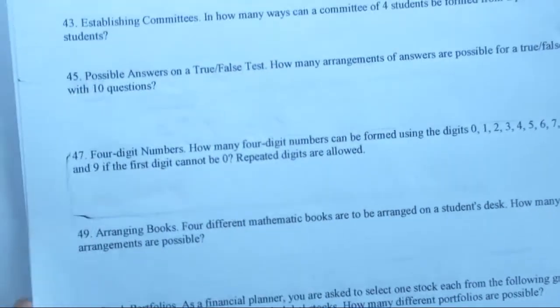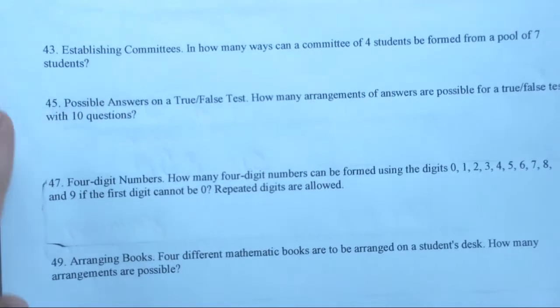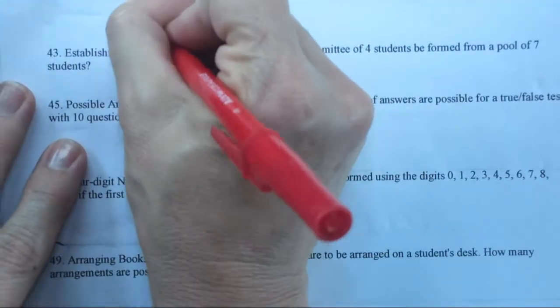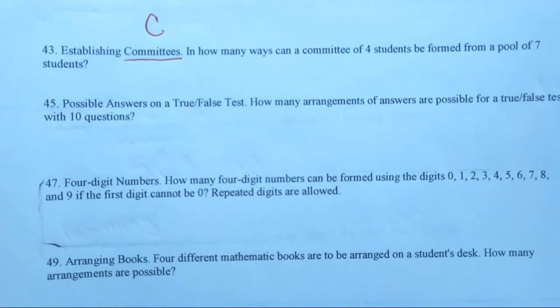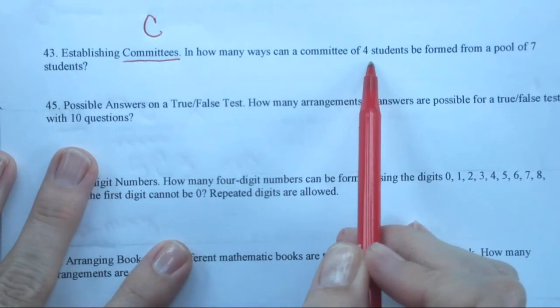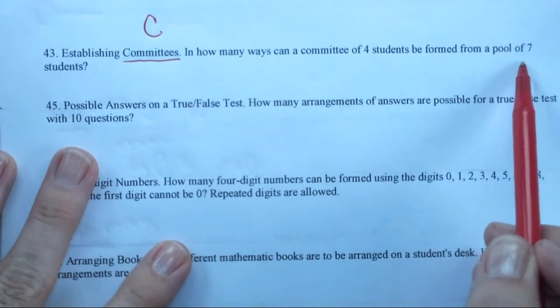All right, let's go look at 43. So 43, the very first thing I see right off the bat is it uses the word committees. And when I see the word committees, I'm going to think about the C button in my calculator, about combinations. And it wants to know how many committees of 4 students can be formed from a pool of 7.